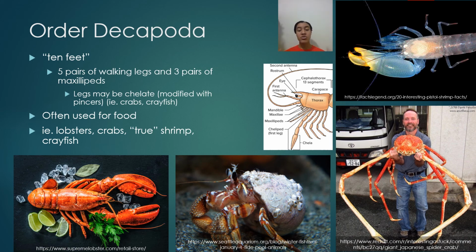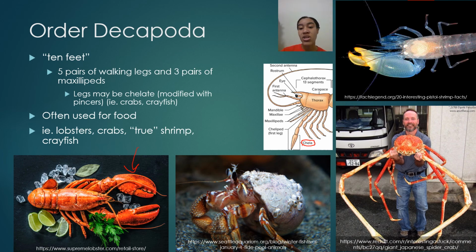And many of these walking legs can be modified with chela. And chela are those pincer-like projections on the end. So you can see that here in this diagram. And then you can also see the very apparent chela in a lot of these samples. So in lobsters, of course, their chela are really famous. They have two large chela on their first pair of walking legs. Crayfish actually have chela on more than just their first pair of walking legs. They'll have some smaller chela on their second, third, fourth pair of walking legs.